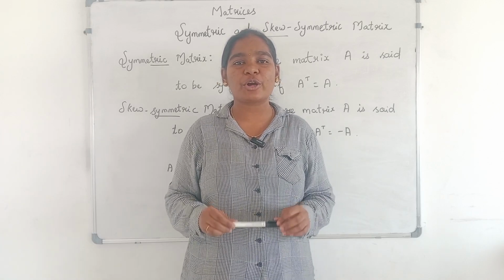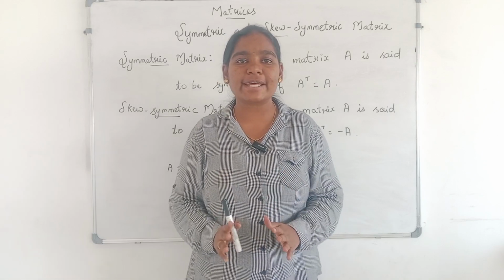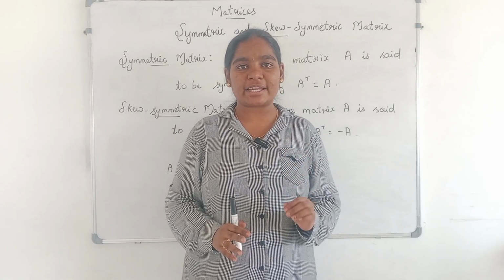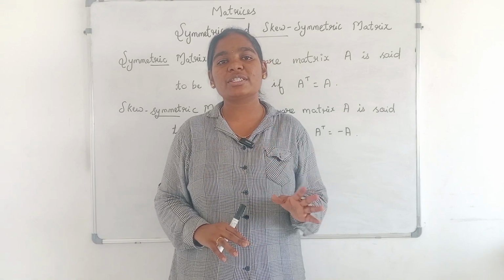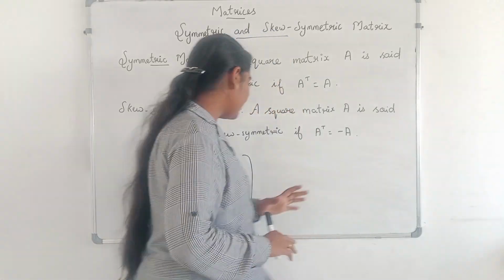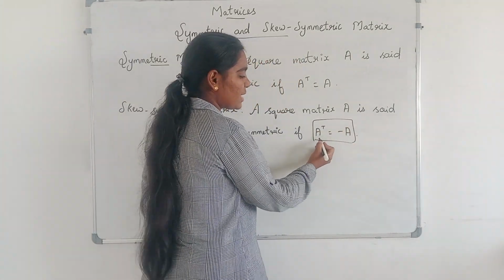In today's class, we are going to learn the concept symmetric and skew-symmetric matrix. Symmetric matrix means it will satisfy the condition A equal to A transpose, whereas skew-symmetric matrix means it will satisfy the condition A transpose equal to minus A, where this A is the given matrix.